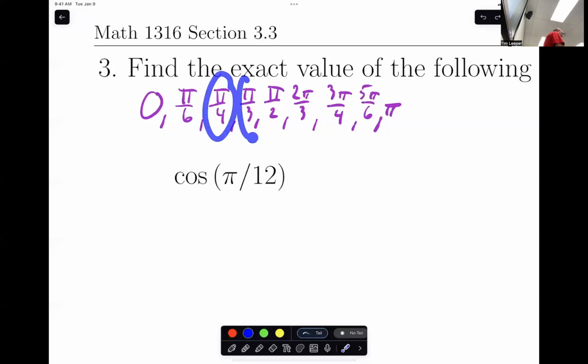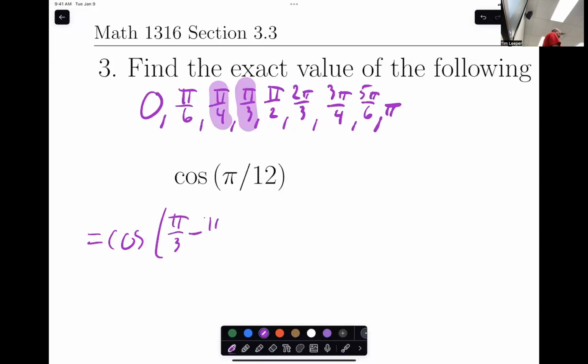How about pi over 4 and pi over 3? In other words, 1 over 4 minus 1 over 3, or 1 over 3 minus 1 over 4. What does that give you? 1 over 12, right? So pi over 4 and pi over 3 are the two values I want to use here. Now notice we want this to be positive, right? So which one should I write down first? Pi over 3, good. Minus pi over 4, because that still gives me pi over 12. That's the important thing there.